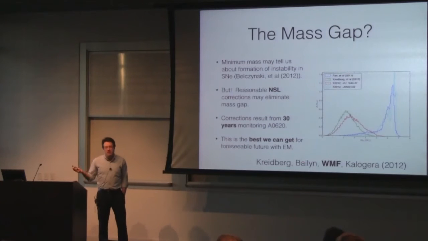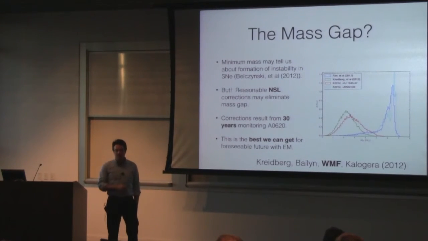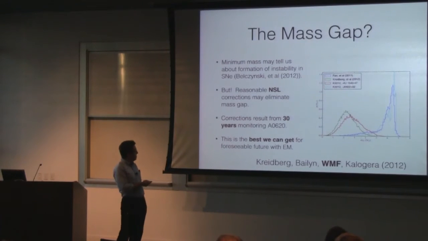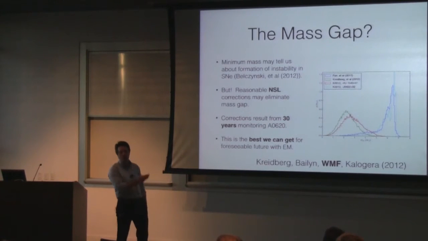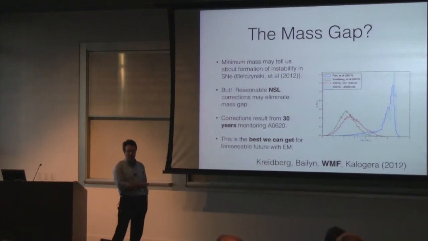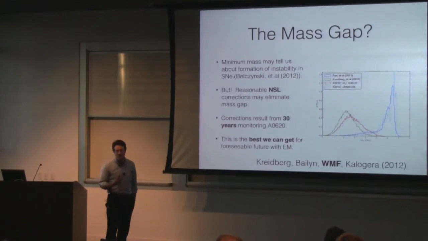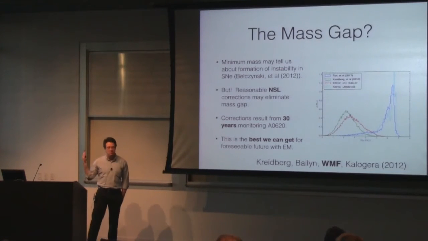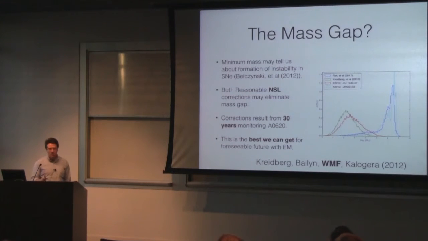Is the correction appropriate? I don't know. It's certainly sensible, but we really have no way to tell because this is a bright system. We looked at it for 30 years. We're trying our best to estimate the systematics in this system. We have no hope of measuring this in any of these other systems. So this is the best we can get for the foreseeable future with electromagnetic measurements on the mass distribution of black holes. If only we had a way to directly measure the mass of black holes without any of these pesky electromagnetic systematic effects. That would really be something.